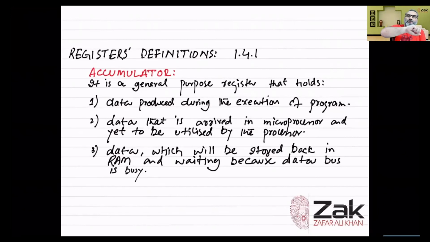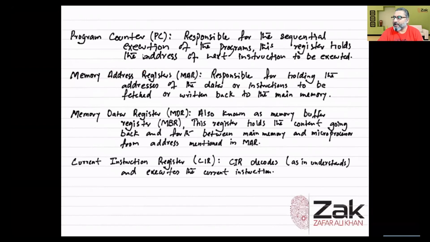And then through control unit, that accumulator will utilize that data. That control unit will utilize that data in accumulator. But data doesn't go to CIR. CIR only has what? Instruction. So if instruction arrives in MDR, it goes to CIR. If data arrives in MDR, it goes to accumulator. Mind it.